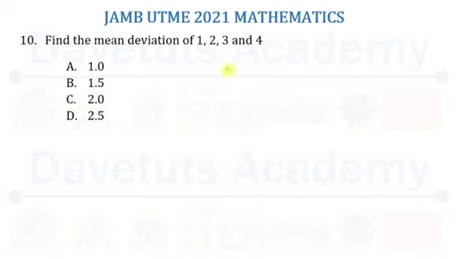So this is a question on statistics in which we are asked to find the mean deviation of 1, 2, 3, and 4.